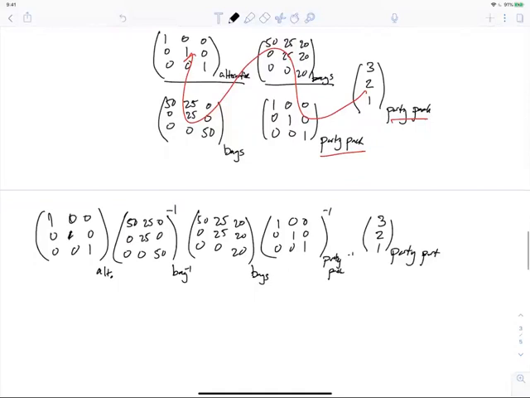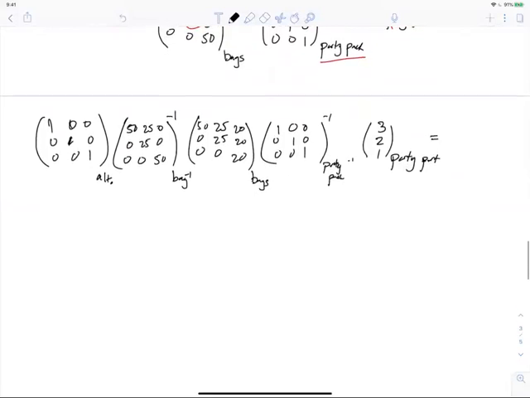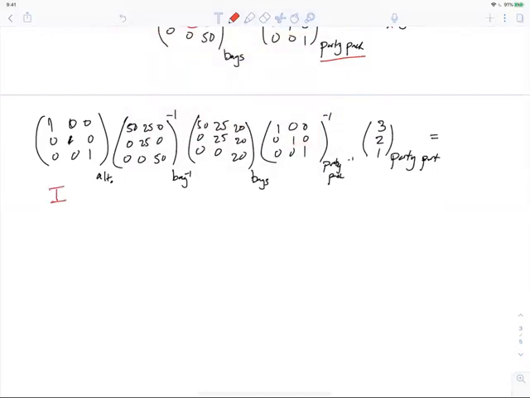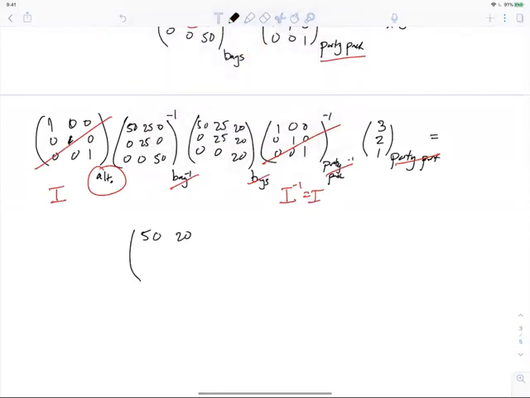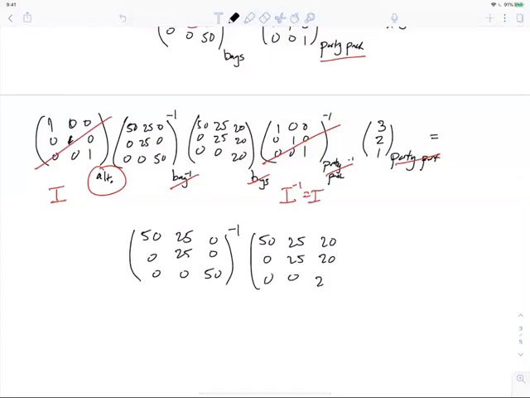So altogether, what do we get? Well, this is just the identity right here. And this one's the identity inverse, which is the identity. So these can go away. And also keep in mind the units are going to cancel too. So the units we're left with are the alternative ones. But in the end, the multiplication that we do is really just the inverse of that matrix times that one.